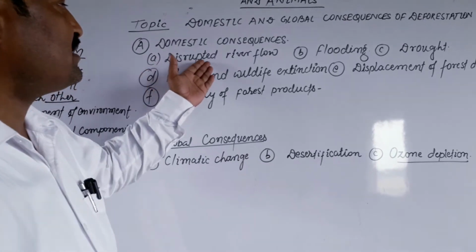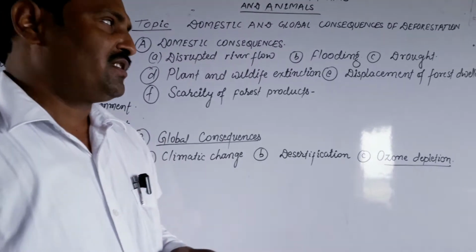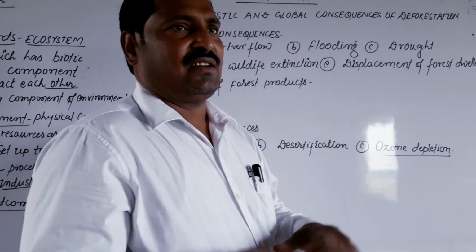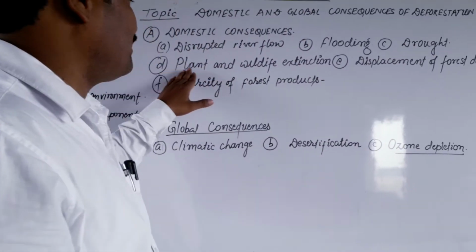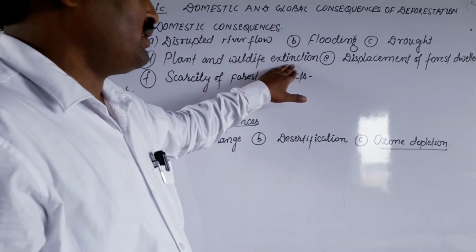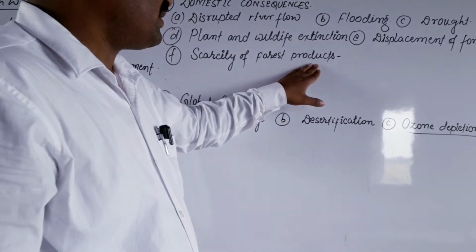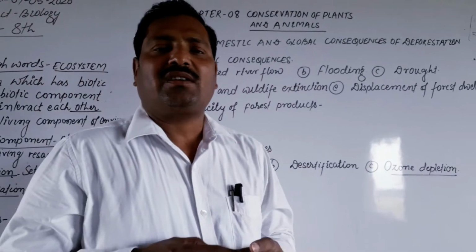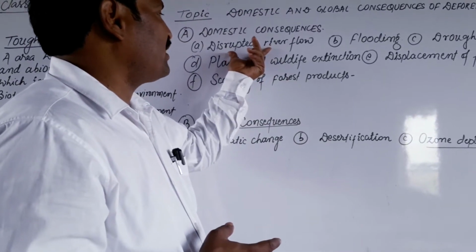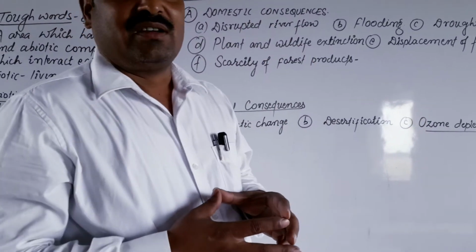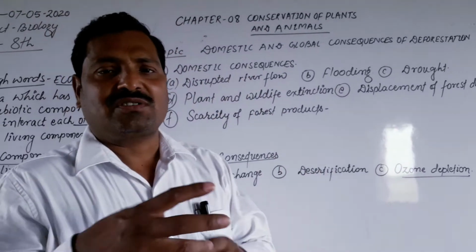The first is the disrupted river flow. When there is deforestation, then rivers change their flow, and flooding, this is a natural phenomenon. And after that, drought, and then plant and wildlife extinction and displacement of the forest dwellers, scarcity of forest products. So these are the domestic consequences. This means that when we are not planting more and more trees, we are cutting more trees, then what would happen? The river will change the course of its flow.